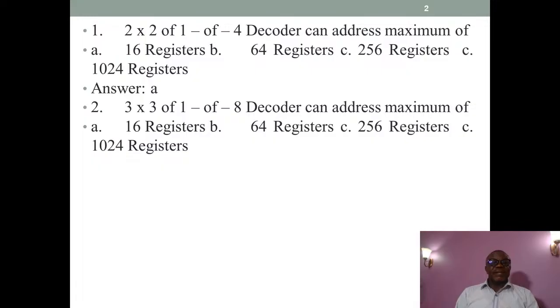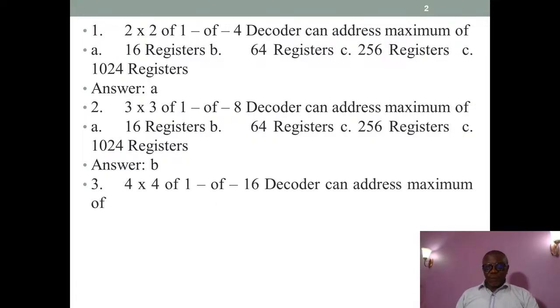And this 3x3 can select 1 out of 8. So just like before, we say 8 times 8 will give us 64. So the maximum registers that can be addressed by 3 of 1 of 8 registers can be a maximum of 64. That is 8 times 8, 64.